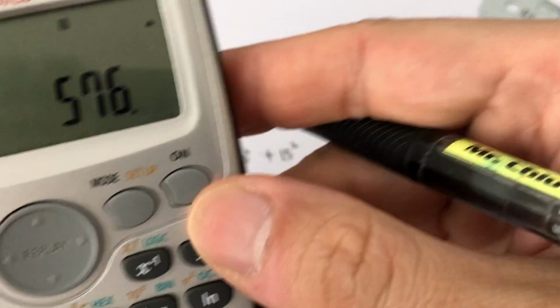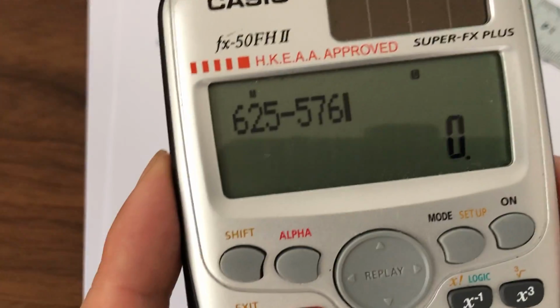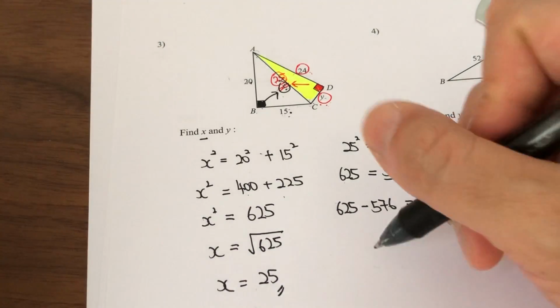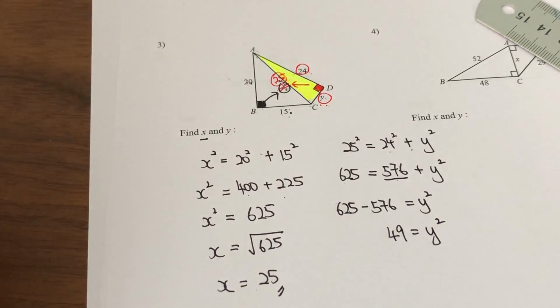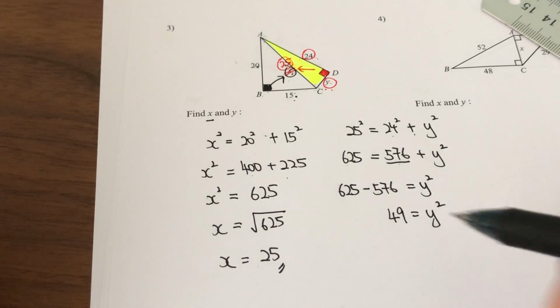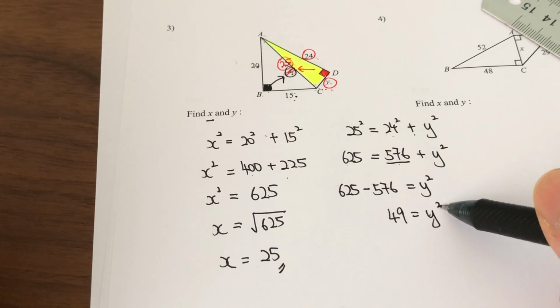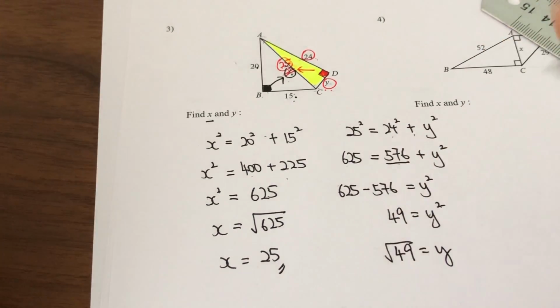And then 625 minus 576. 625 minus 576 becomes 49. So that we have 49 equals y squared. Alright? So there should be one more step. What to do with the square? We want to know what is y. How to get rid of the square? Bring the square to the other side. It becomes a square root. So that we have y equals the square root of 49.